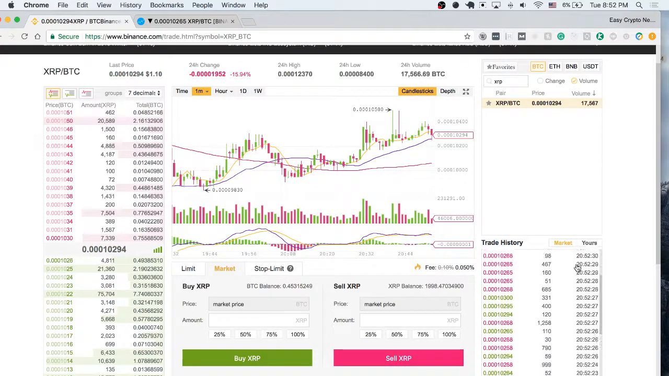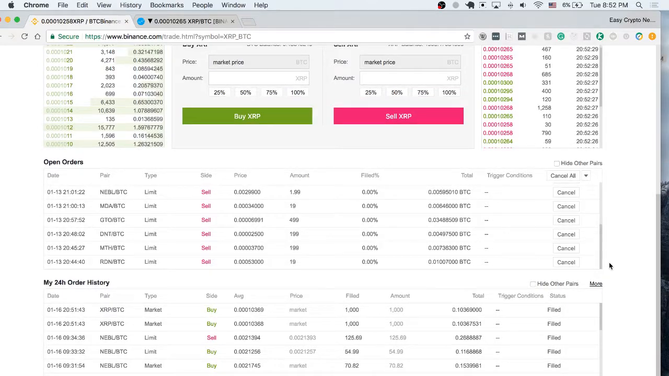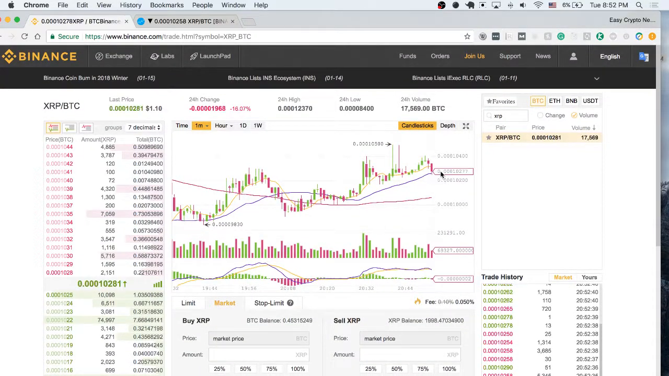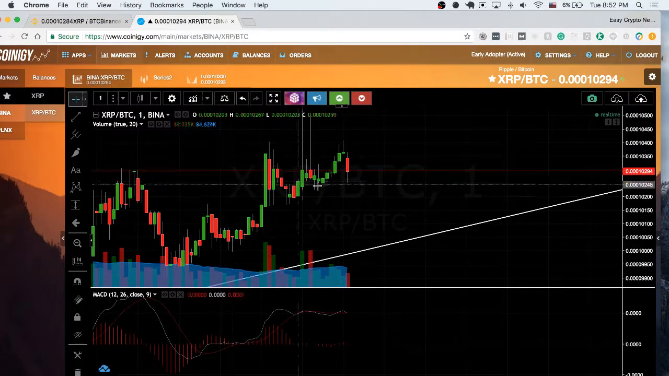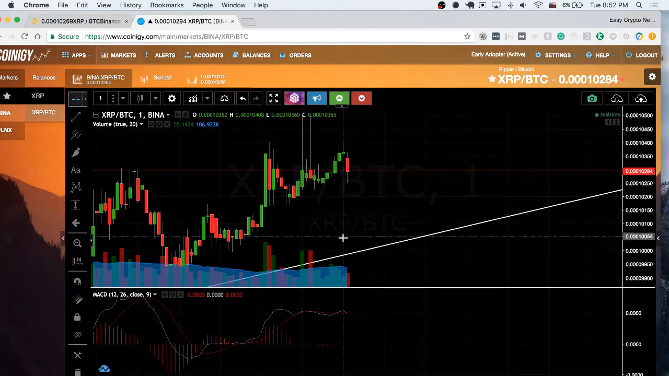So yeah, I bought a little bit of XRP here. I bought at 0.10369. It's actually going down slightly, but sometimes you just have to wait for it for a second here. Let me grab the 1 minute marker here. So it's slightly down here.